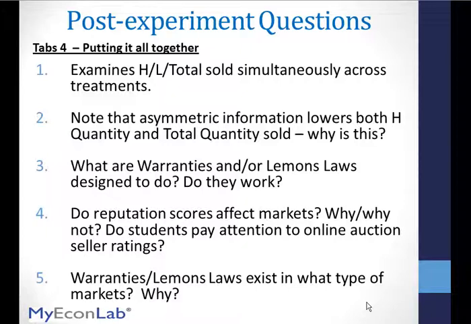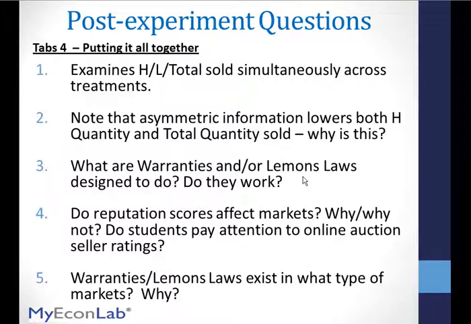So the last results tab talks about putting it all together. And really what this does is show students everything that they've worked through and gets at the idea of the importance of information, the importance of asymmetric information in a market, right? The idea that the number, the quantity of high quality goods really declines over time. When you change to asymmetric information, we start to see the H's disappear and more L's, including the warranties and the Lemon's Law.